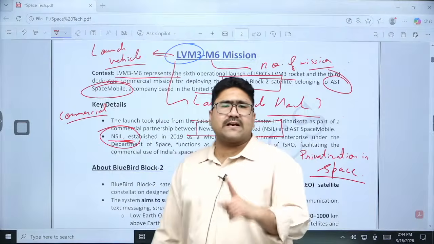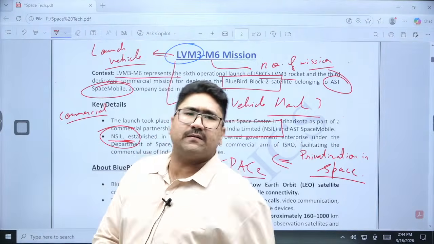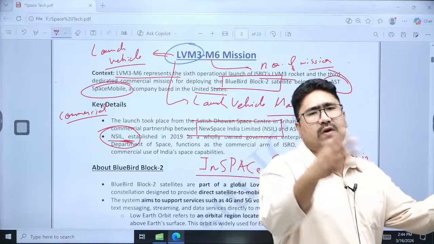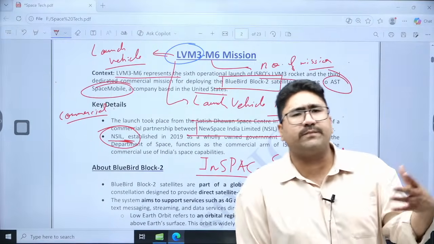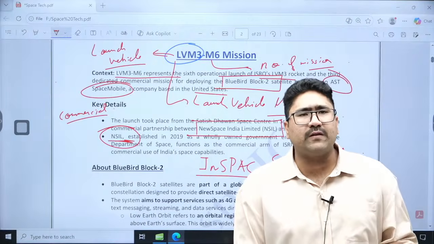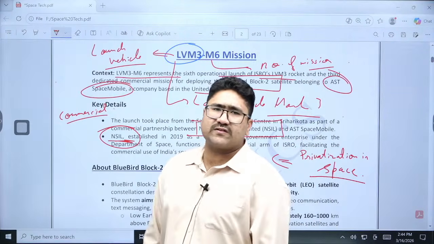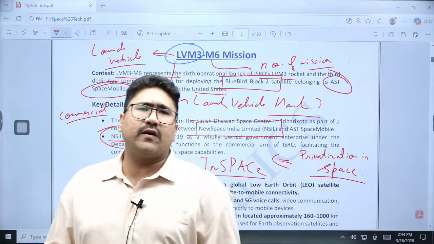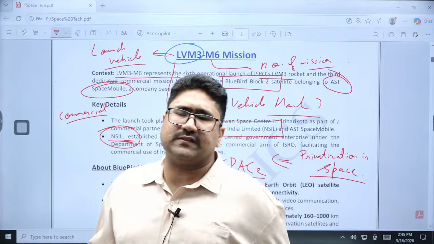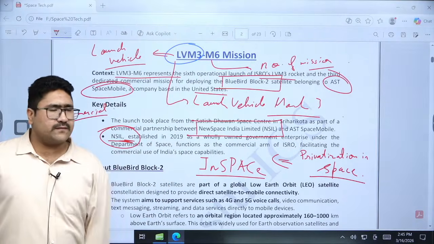And any space activity of India which is done by ISRO is done by ISRO itself. The different bodies within ISRO, like the Satish Dhawan Space Centre, is going to launch, the Liquid Propulsion Systems Centre is going to make the fuel, and the U R Rao Satellite Centre is going to manufacture a satellite, something like that. The whole ISRO is responsible for launching satellites. So you need to know the difference between NSIL and IN-SPACe.